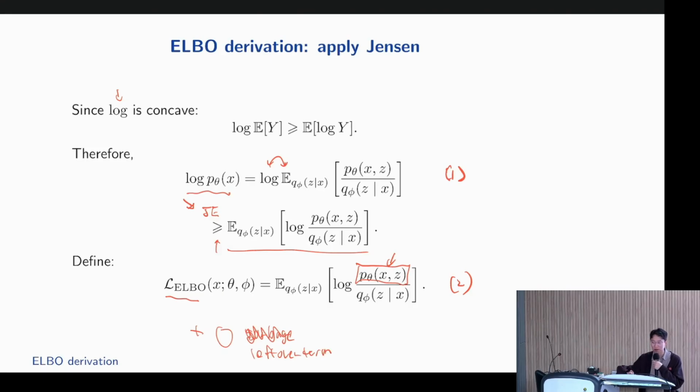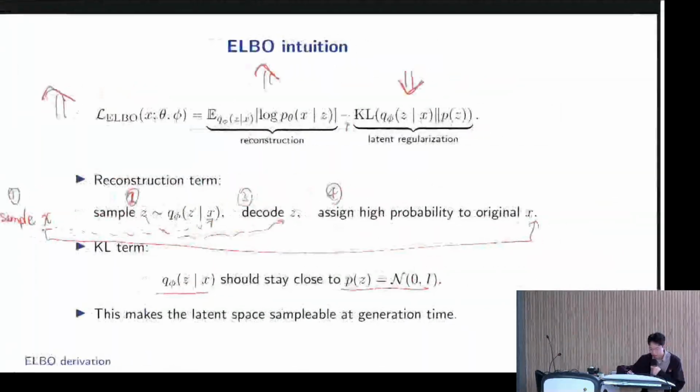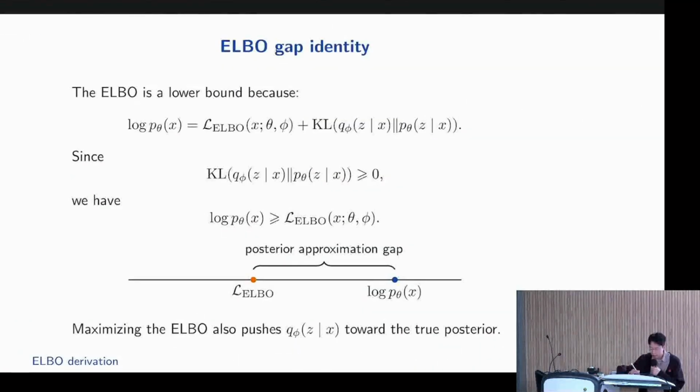What is that leftover term? If we inspect what's inside here, this might give us some intuition about the gap between our true objective and our surrogate objective. Turns out the exact difference between the ELBO and log likelihood is this guy. It's the KL divergence between the variational posterior and the true posterior.